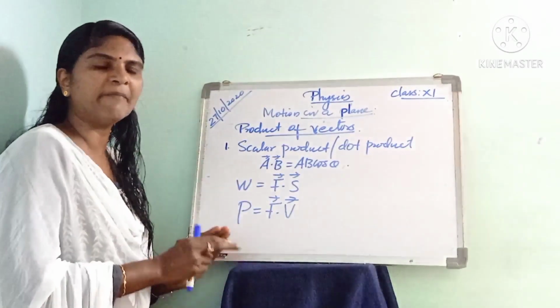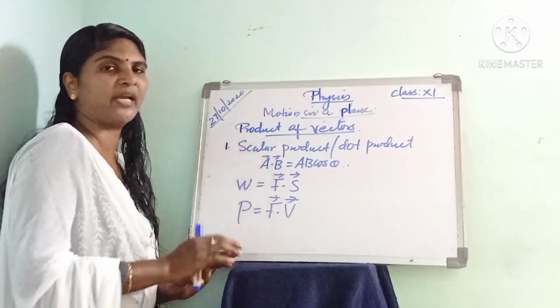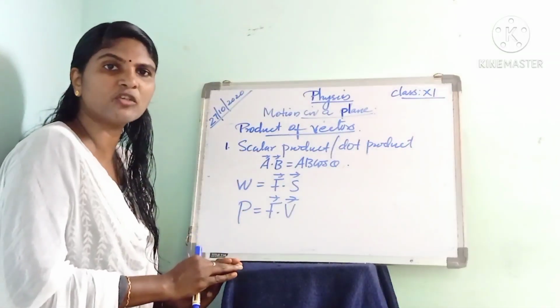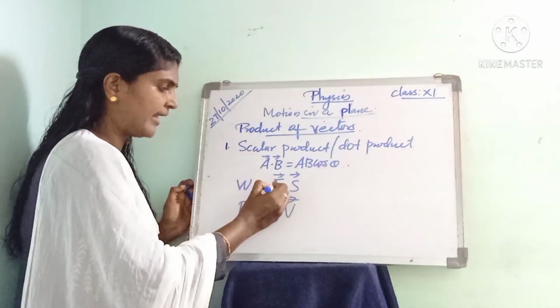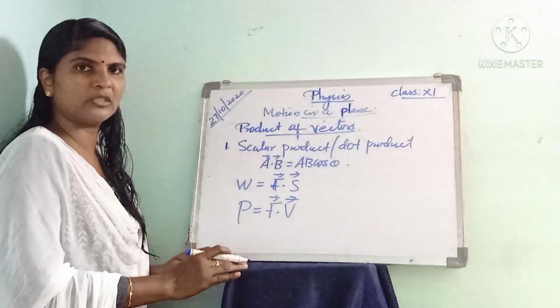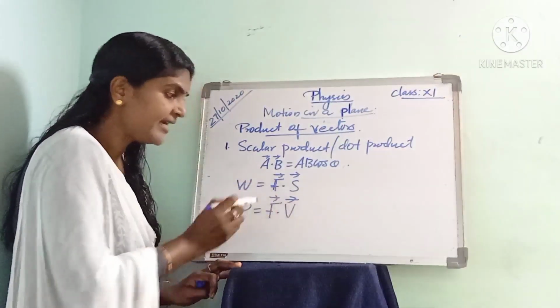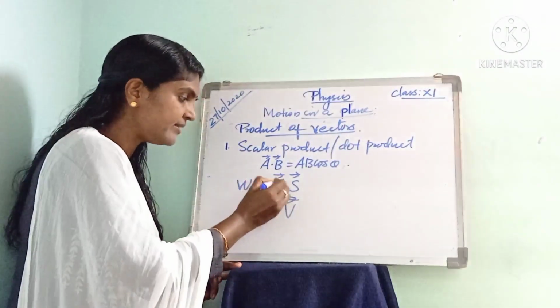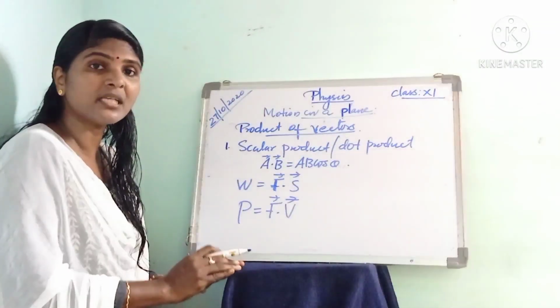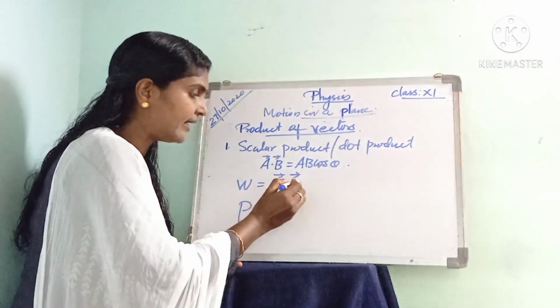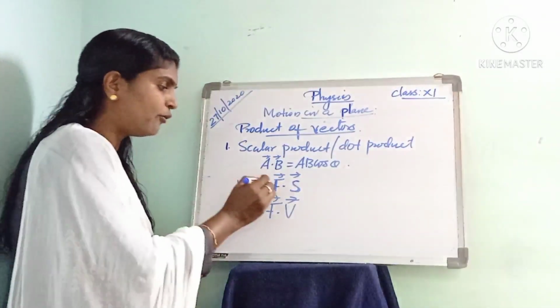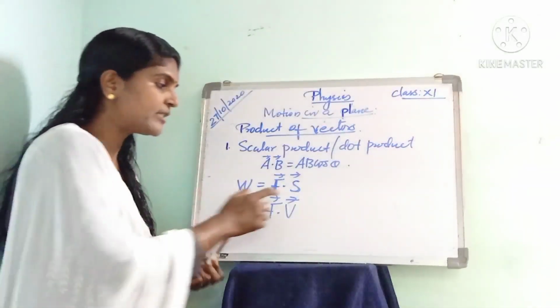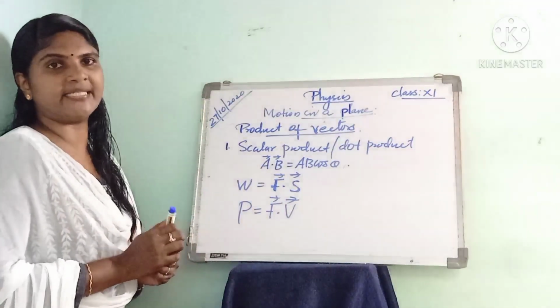Let's see some physical examples of scalar product. Here we have F dot S. F stands for force, and S stands for displacement. You know, force is a vector quantity, and displacement is also a vector quantity.